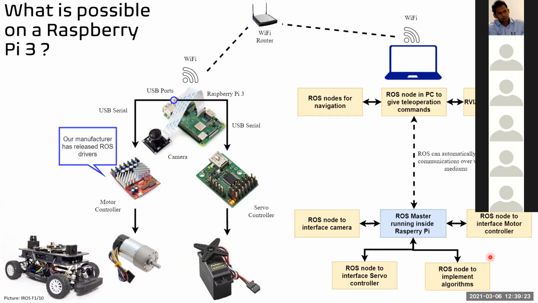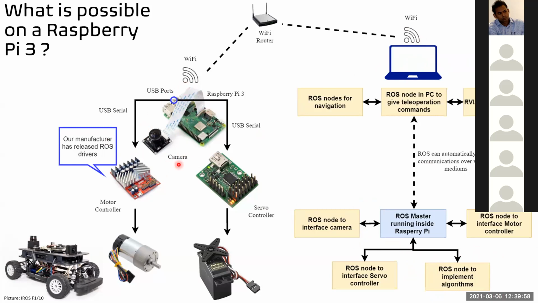And also you can have your ROS node implement algorithms, whether they are custom algorithms or, like I described before, the ROS navigation stack to do autonomous navigation, and you can easily use all that stack to give commands. And also you already have a ROS node to interface the camera, so whatever you can see from the camera you can see on your laptop. So how does that work?